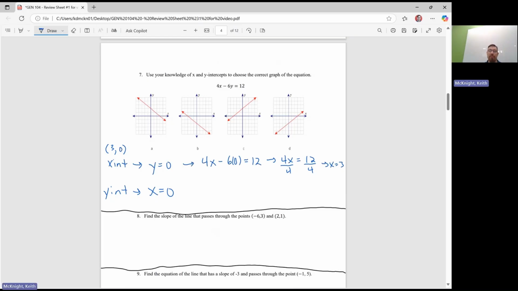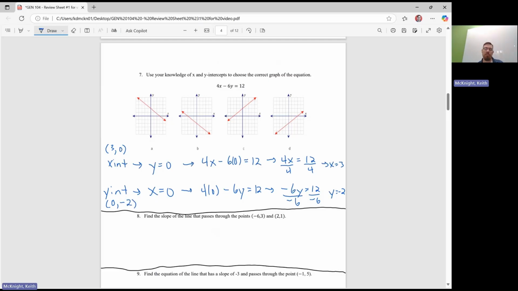Now we're going to do the same thing. We're going to start over and plug in 0 for x to see what y equals, because that's going to be our y-intercept. So we now have 4 times 0 minus 6y is equal to 12. 4 times 0 is 0, which means we just have negative 6y is equal to 12. Again, we divide by negative 6 to get y by itself, and that gives us that y is equal to negative 2. So we have the ordered pair for our y-intercept: 0 for x, because that's what we plugged in, and negative 2 for y.